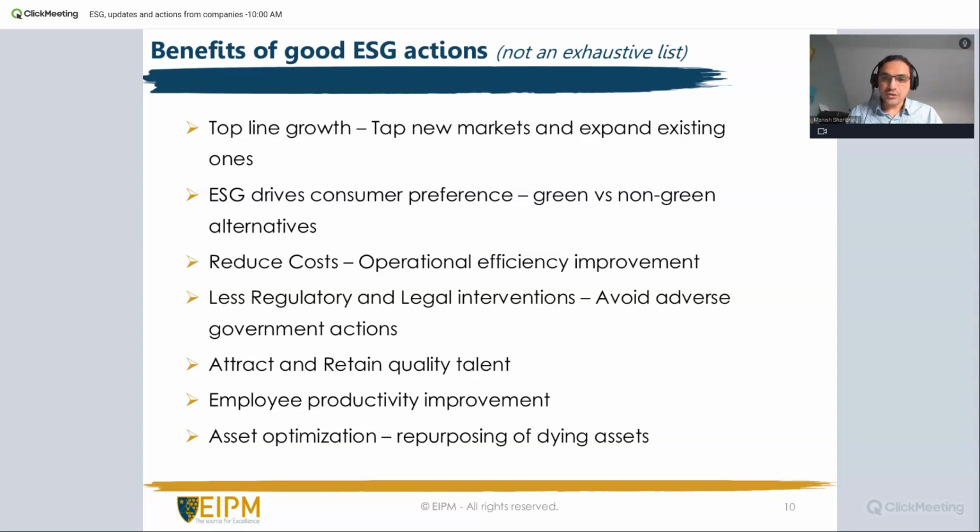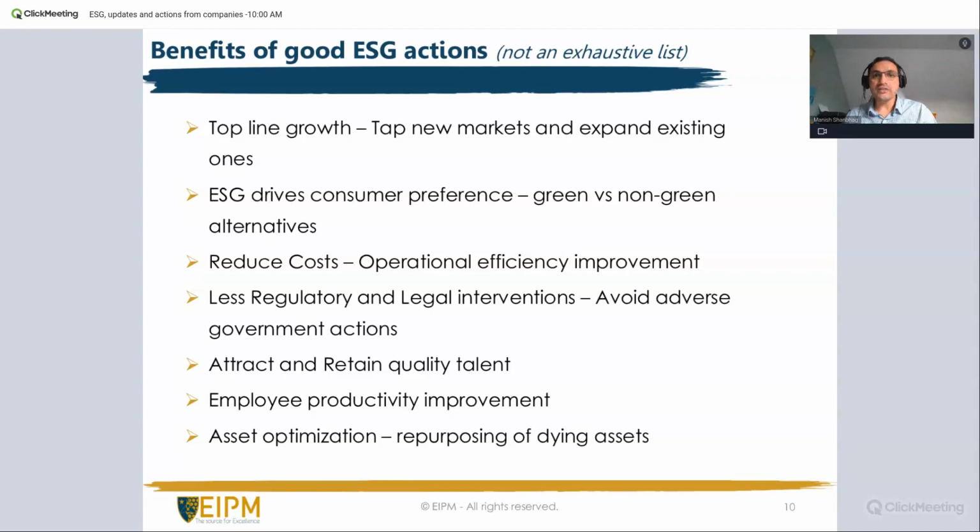ESG drives consumer preference also. We talk about millennials and some of the preferences that the millennial consumer has on green versus non-green alternatives. So there have been plenty of surveys all over the world on different industries, different domains, different regions, eventually pointing to the fact that the millennial consumer is more and more inclined towards green alternatives. Of course, there are plenty of other parameters that he or she is going to consider, but overall, they're more inclined towards green alternatives, even if today some of the green alternatives might be more expensive than the non-green alternatives.